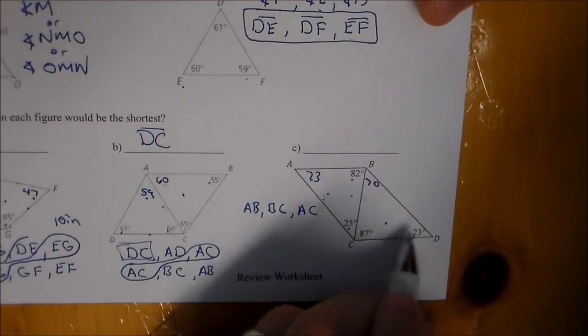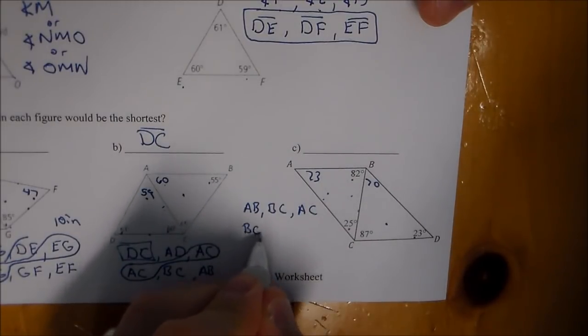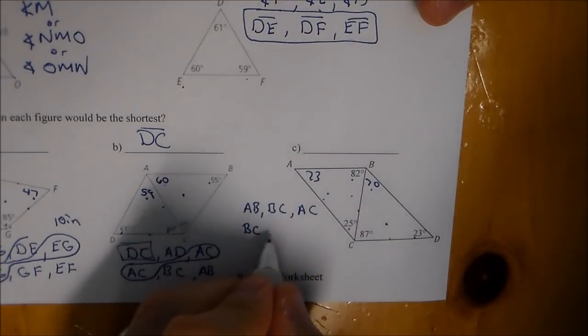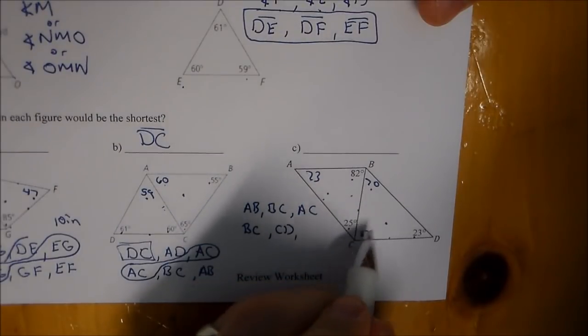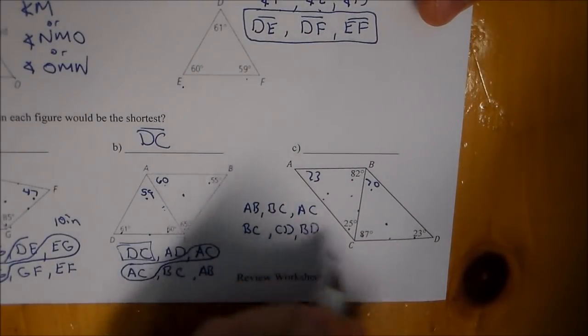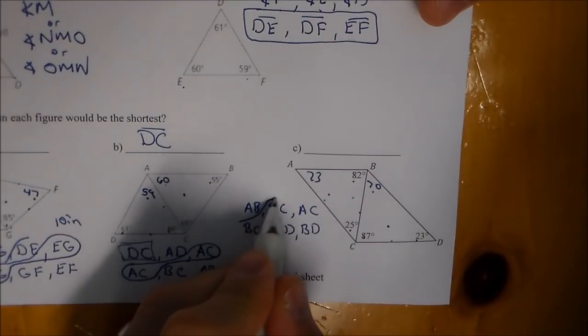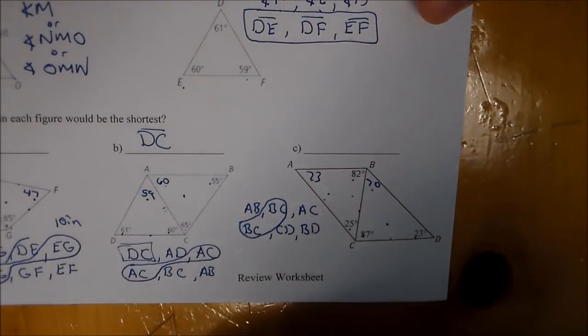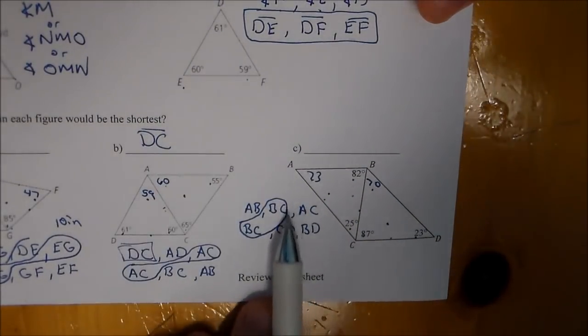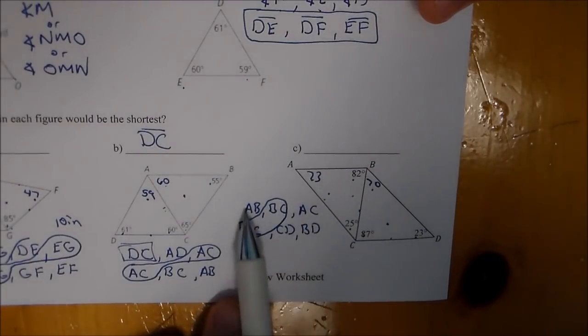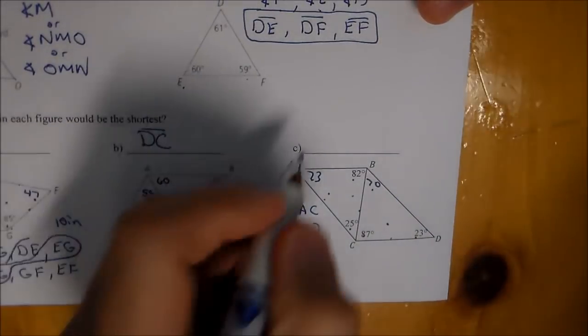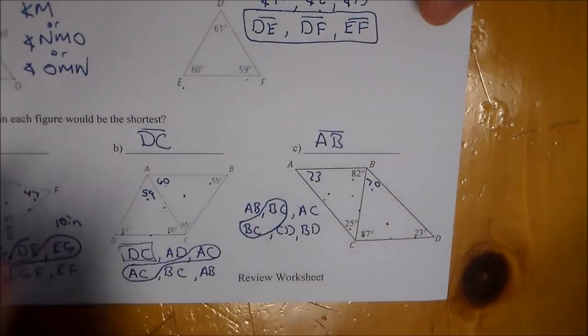Next triangle, 23 is opposite BC. 70 is opposite CD, and 87 is opposite BD. So what do they have in common? They have BC in common. So I know everything over here is larger than BC. The only thing shorter than BC would be AB, and that is our shortest side.